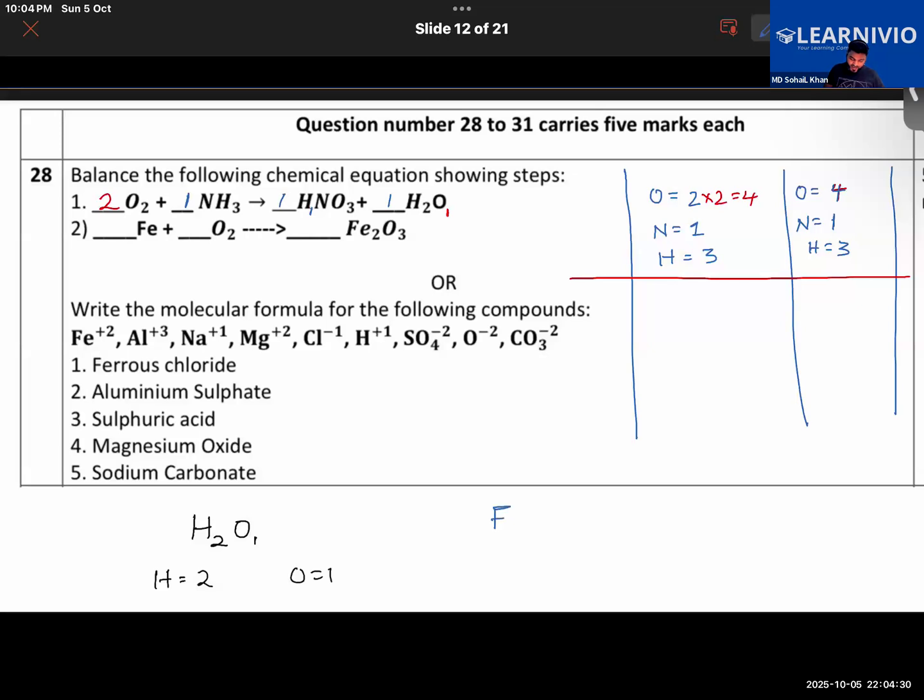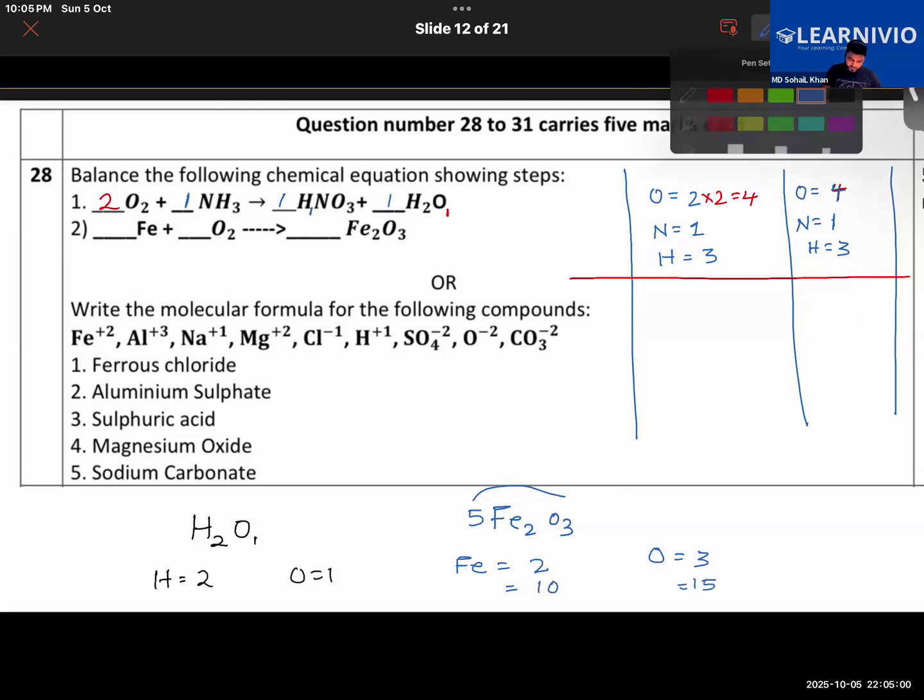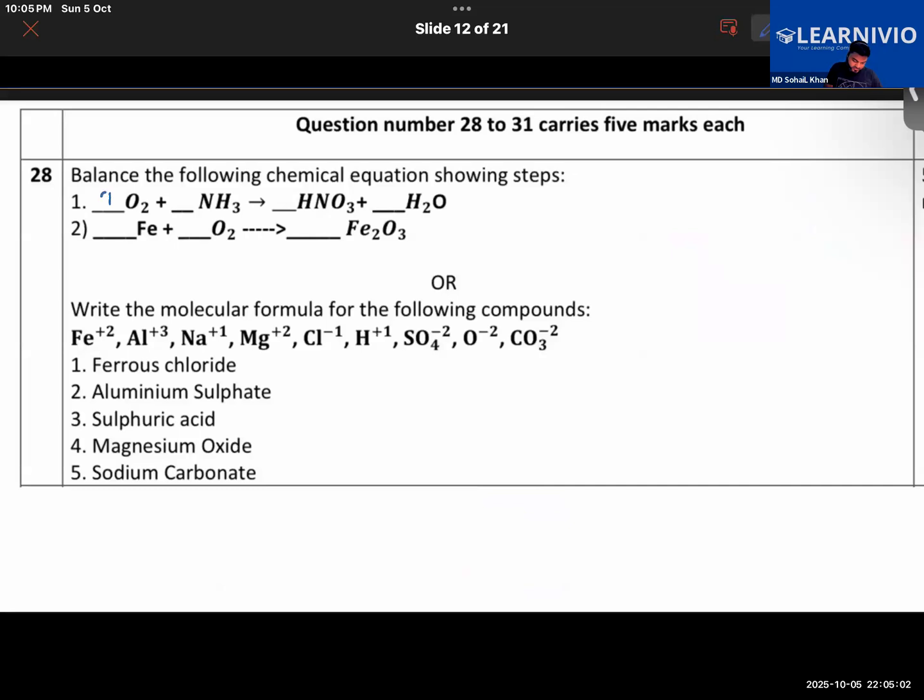Tell me, if Fe2O3 is written here, how many iron atoms are there and how many oxygen atoms are there? Two, and oxygen is three. Very good. Now, if I were to write 5 here, the new numbers are, you are supposed to multiply five to the subscripts. 10 and 15. Very good. Okay, let's solve the next question here.